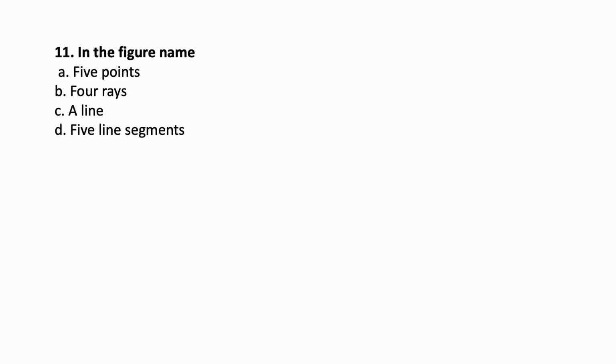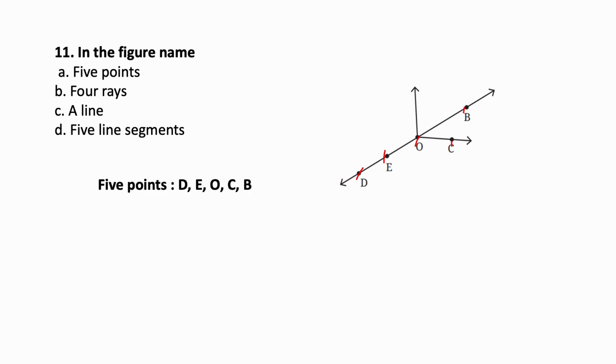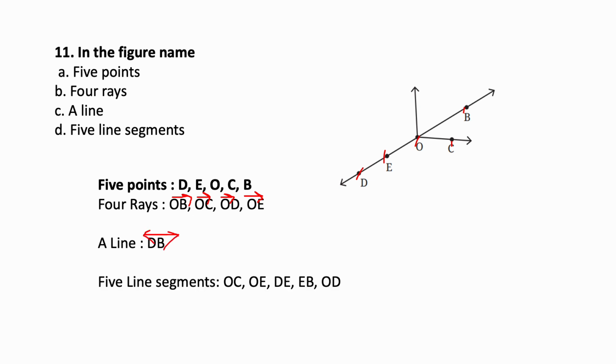In the figure, name 5 points, 4 rays, a line, 5 line segments. See this figure? You have to name 5 points here. See, this is one point, D, then E, O, then C, B. These are the 5 points. Then 4 rays: OB, OC, then OD and OE. Then a line, DB. DB is a line here. Then 5 line segments: OC, OE, DE, EB, OD.